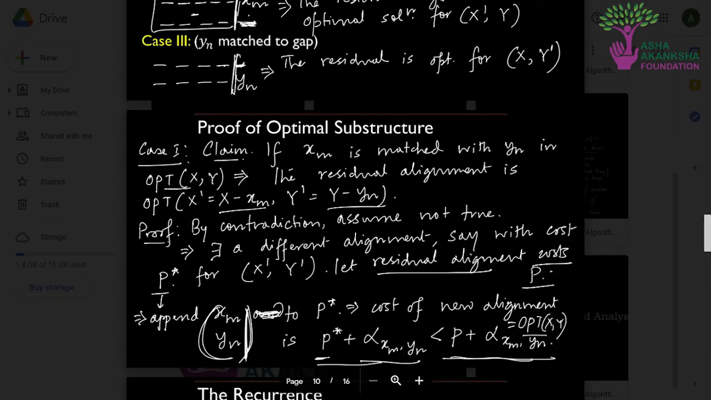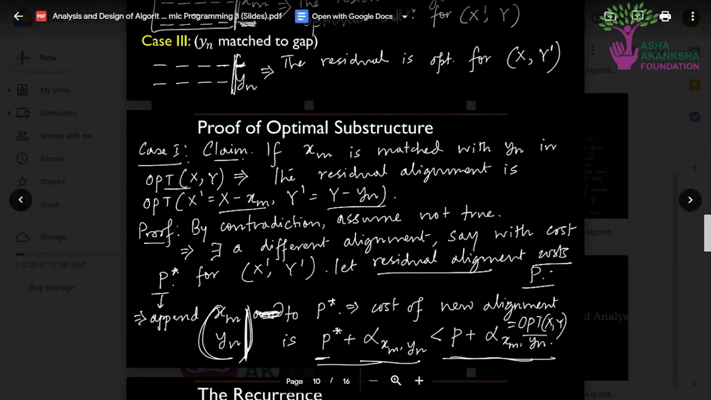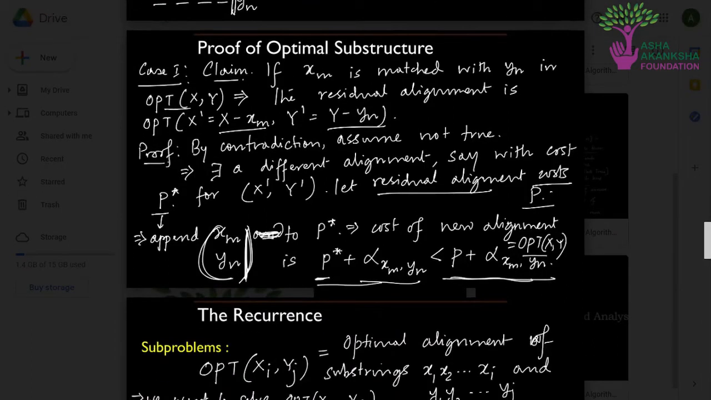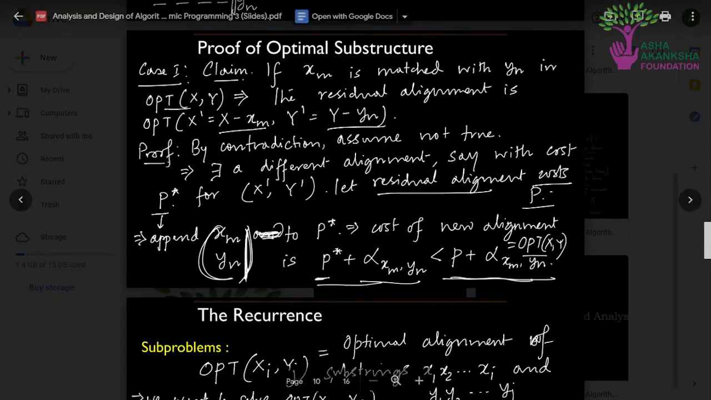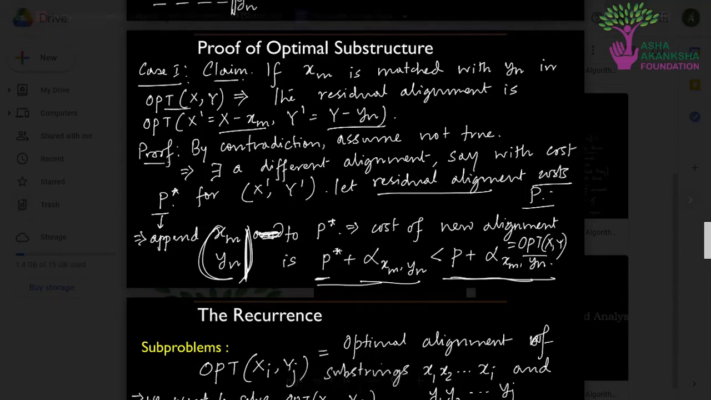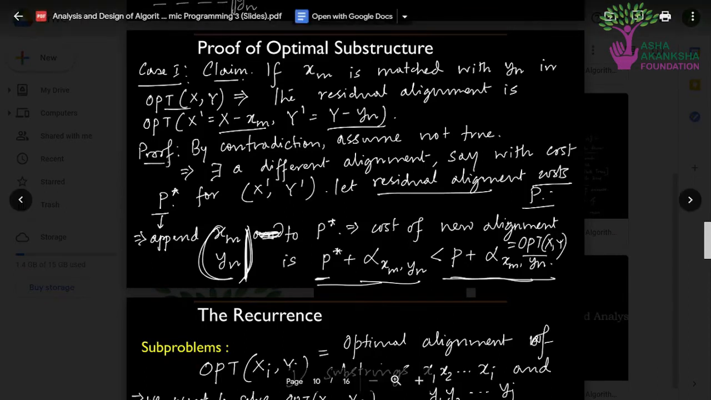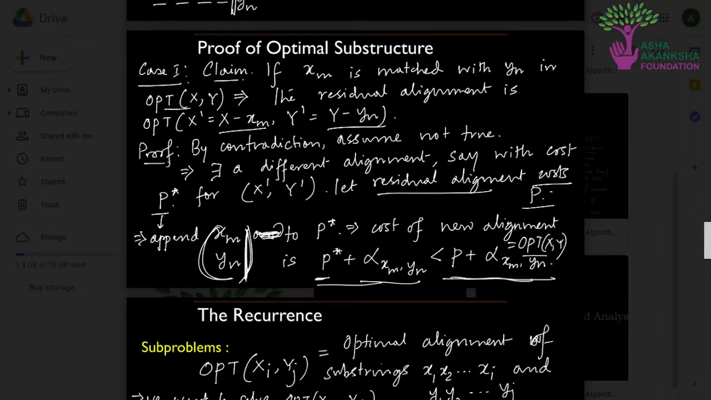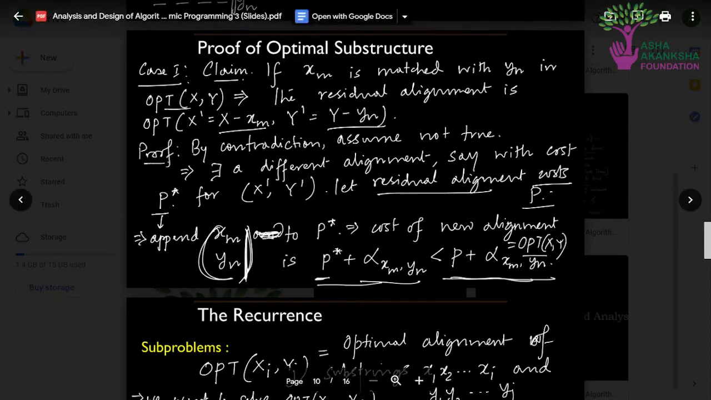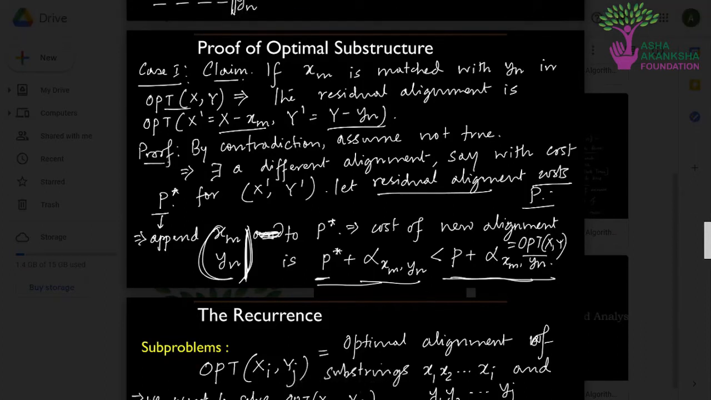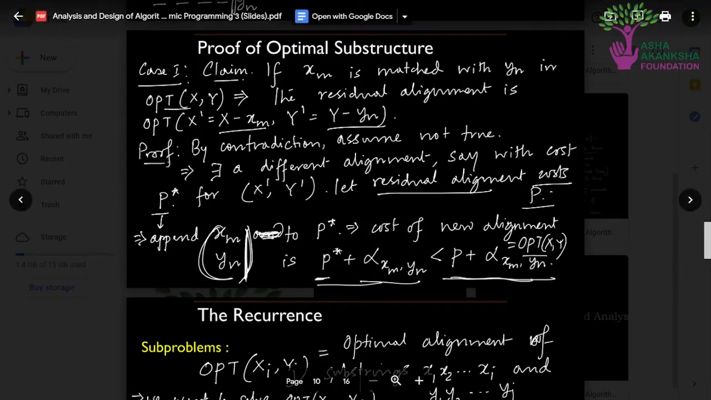And similarly, if we do the same for this particular alignment, then its cost becomes p plus alpha xm comma yn. And as p star was less than p, because it was the optimal one and p was not the optimal one, this entire thing should be less than this entire thing. But you can see that this entire thing is equal to opt x comma y only, which implies that there is another alignment which is even better than this opt x comma y alignment.